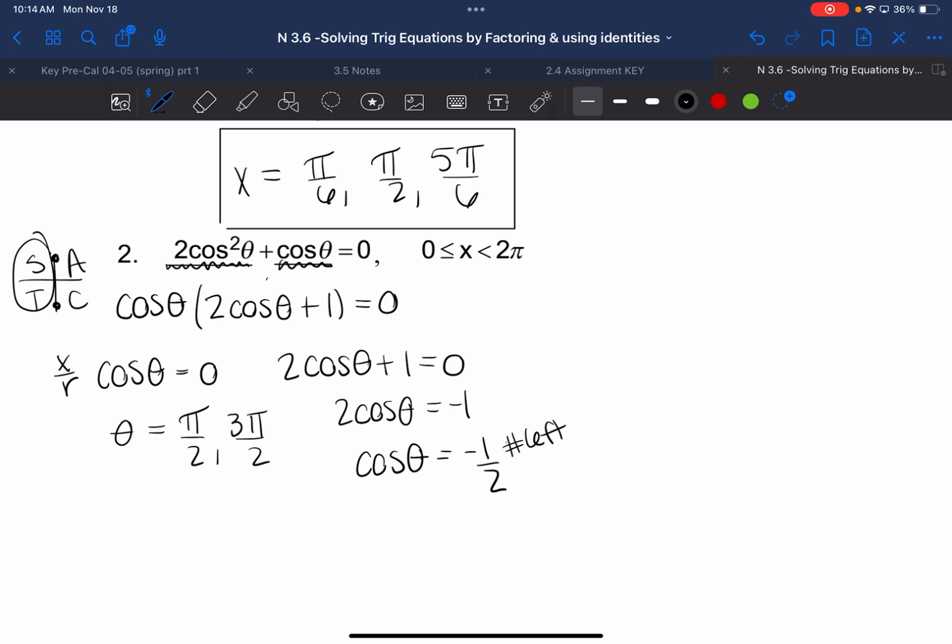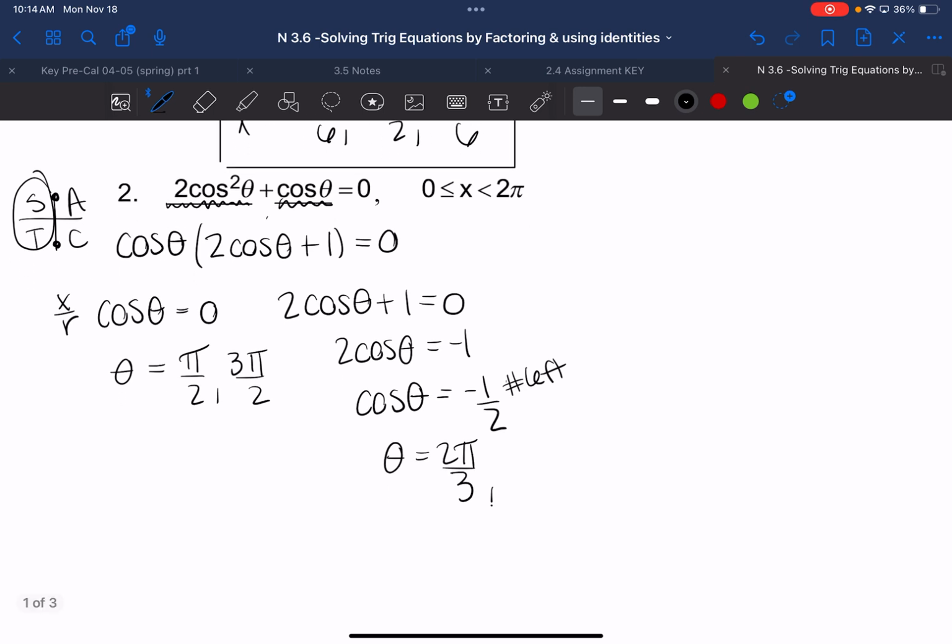What would it be? 2 pi thirds. Good. So I'd have 2 pi thirds. All right, and what would be a multiple of 2 pi thirds in quadrant 3? Good. Oh, sorry, not 5, but 4. All right, 4 pi thirds.